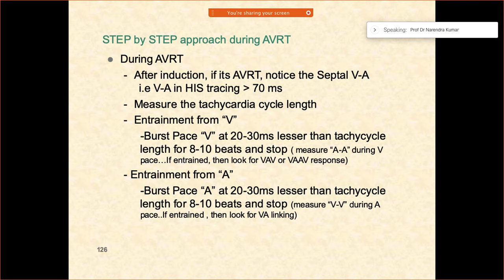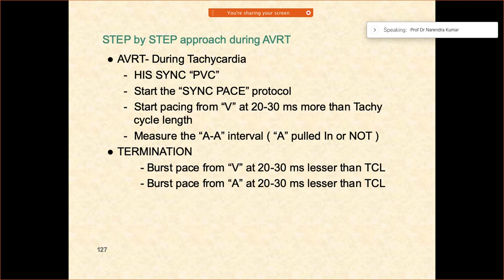You did that, then try to entrain from the V. So what is the response which you notice? If it is VAV, VAAV, okay, then after that, try to entrain from the A. And always pace 20 to 30 milliseconds lesser than the tachycardia cycle length. Go for at least 8 to 10 beats and then you have to stop.